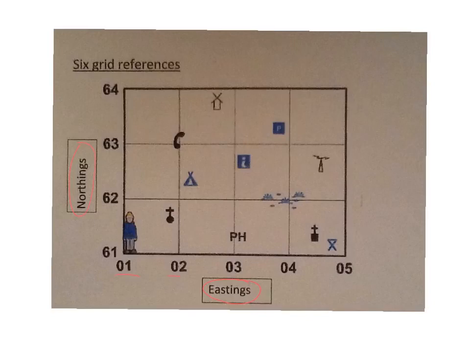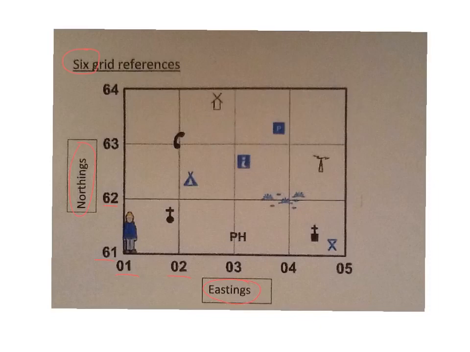Eastings are 0, 1, 2 and so on. Northings are 61, 62 and so on. 6-figure grid references have 6 figures in them, and this is how it works.